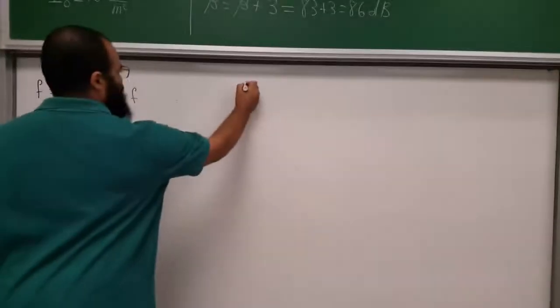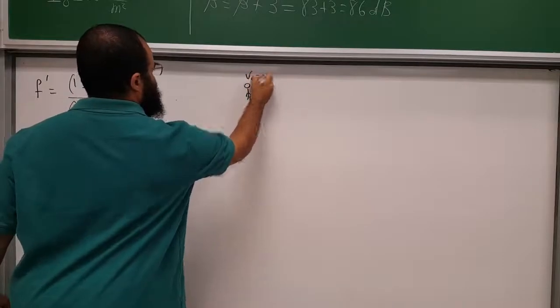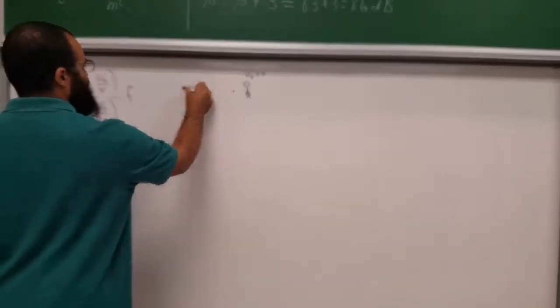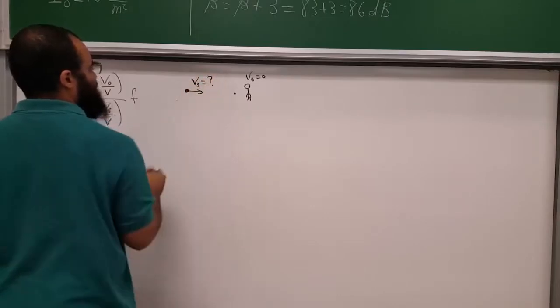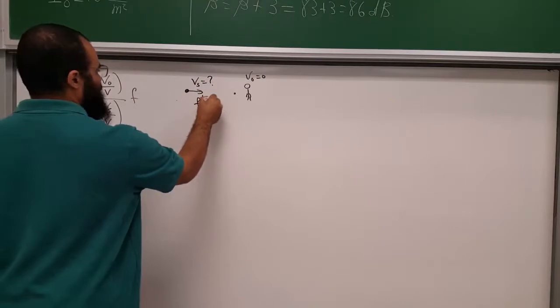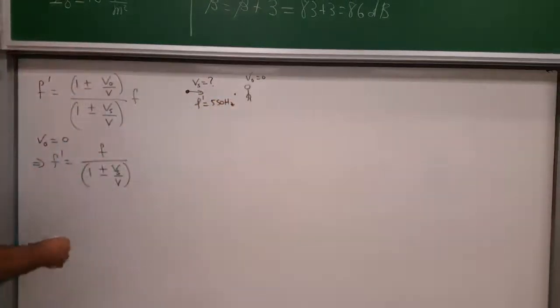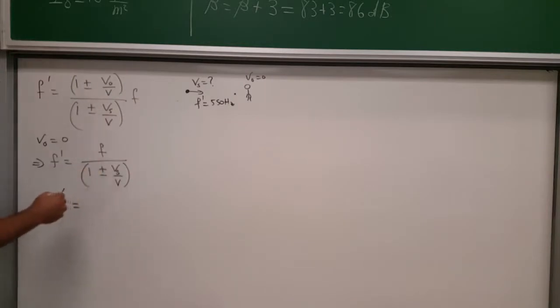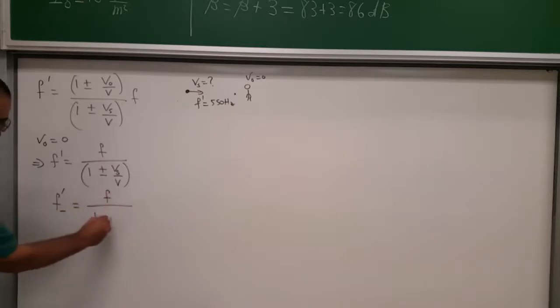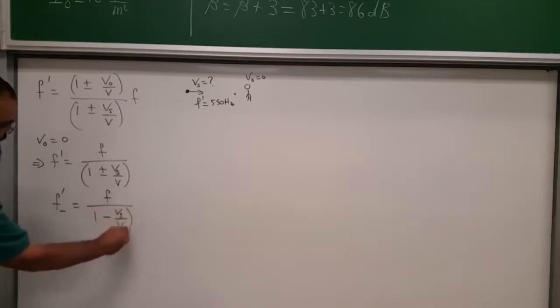Now, here you are. You're not moving, V observer is equal to 0. When the police car is moving towards you, V source, we don't know what it is. You hear f prime equal to 550 hertz. When it's approaching you, it's trying to make the fraction larger, and a smaller denominator makes an overall larger fraction, so we will go with the minus sign. You have f divided by 1 minus vs divided by v, like so.